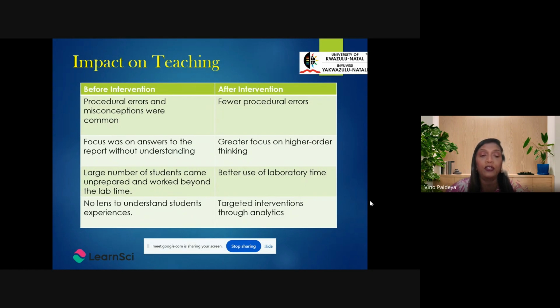And prior to this, there was no lens to understand students' experiences. Now we have targeted interventions through the analytics, which is very helpful for both students as well as the academics, our teaching assistants and demonstrators.